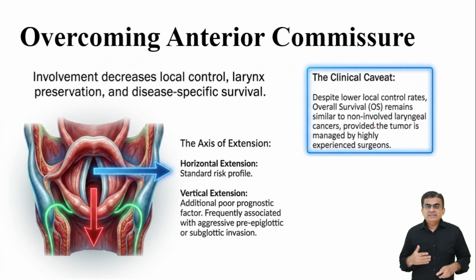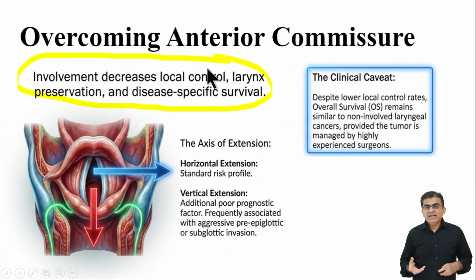Let us now move to the second major barrier we face. It is how we deal with anterior commissure involvement. If a tumor reaches this specific area, it becomes much harder to treat safely with the laser. Because of the very tight anatomy and the Broyles ligament here, cancer cells can easily hide and spread into the deeper thyroid cartilage. The involvement of this region unfortunately decreases our local control, laryngeal preservation and disease-specific survival.